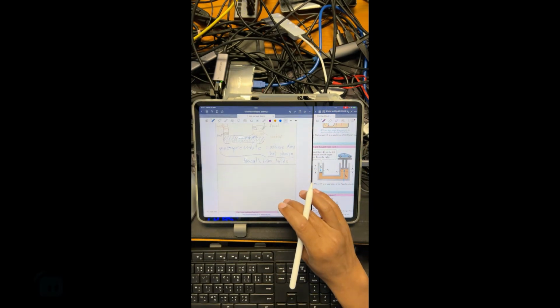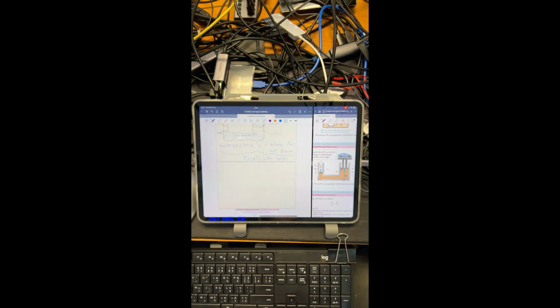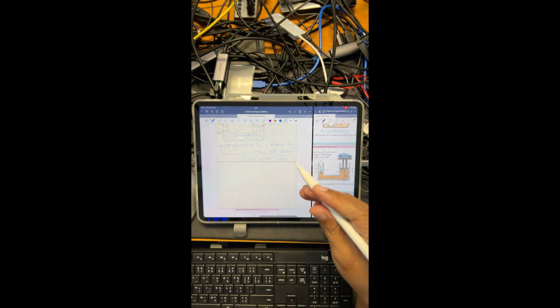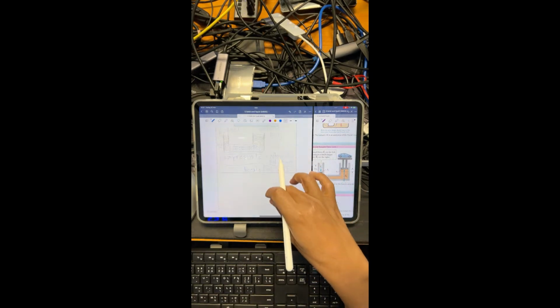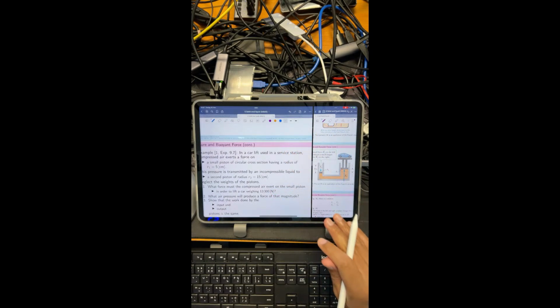And this one, right? Yes. I hope everything would work perfectly, right? All right. Yeah. The first question they want to know here. Okay. What force must the compressed air exert on the small piston?